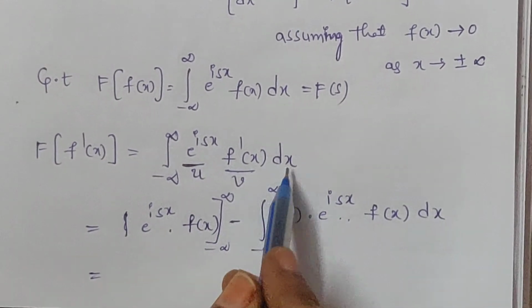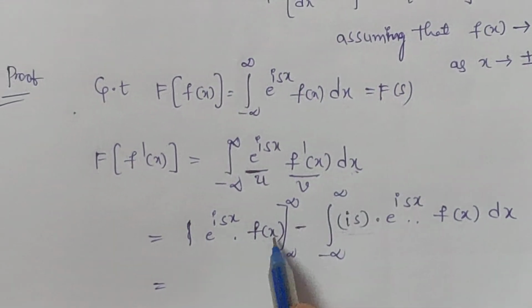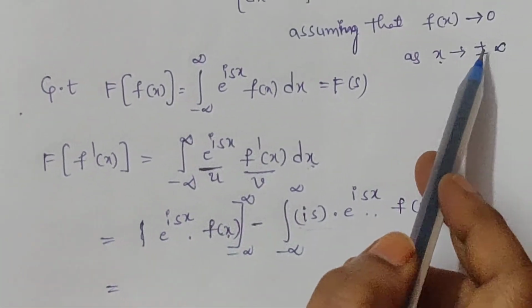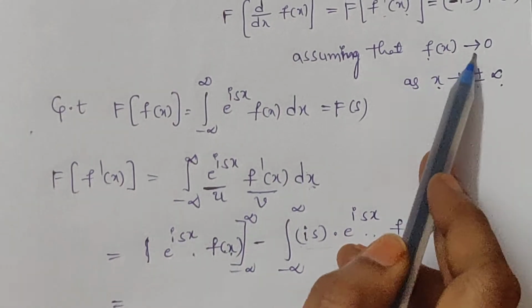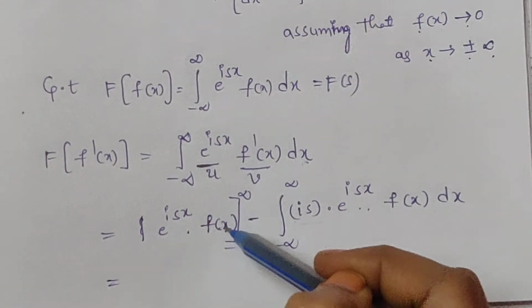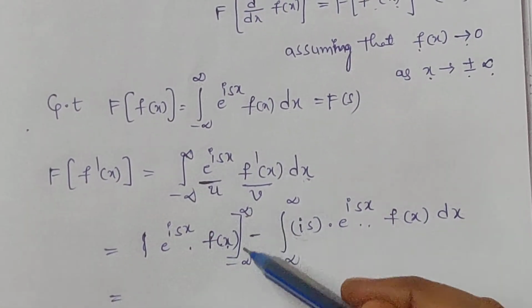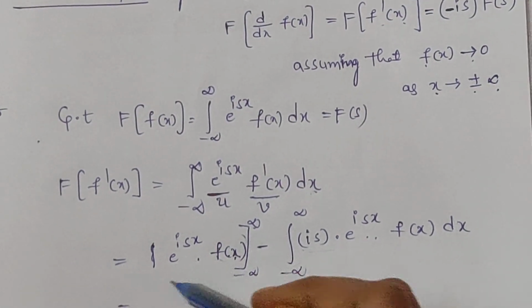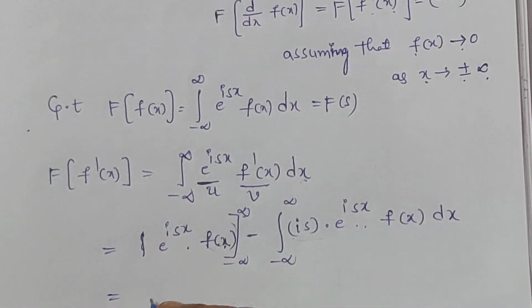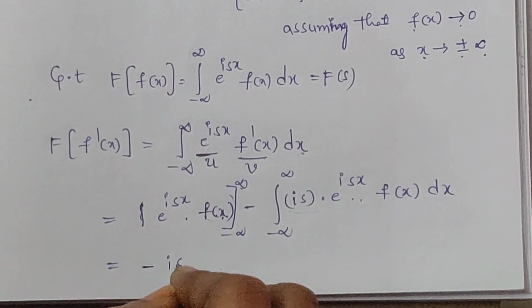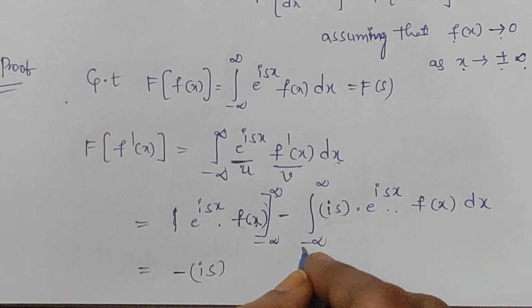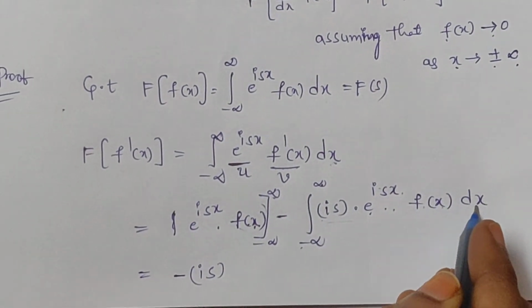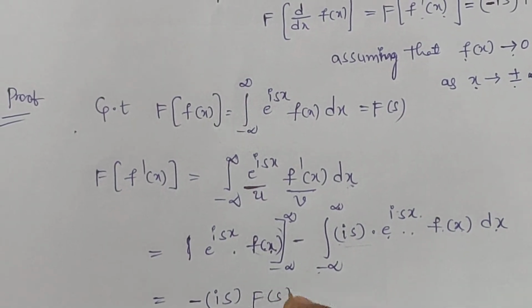We have integration with respect to x over, so in place of x we do the limit substitution. Already we know as x tends to plus or minus infinity, f of x tends to 0. So in place of x, if you substitute either the upper or lower limit, this function value becomes 0, so the whole value is 0. So you will get minus is times the integral from minus infinity to infinity of e power isx f of x dx, that is capital F of s.